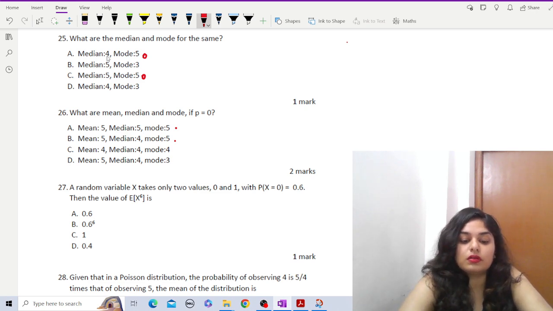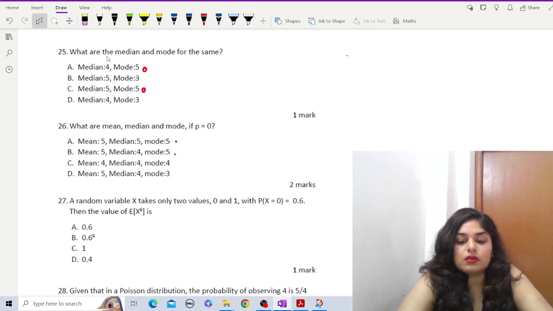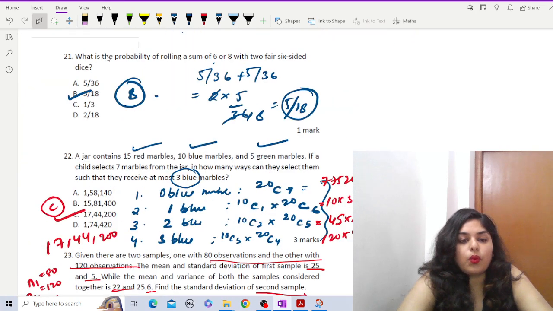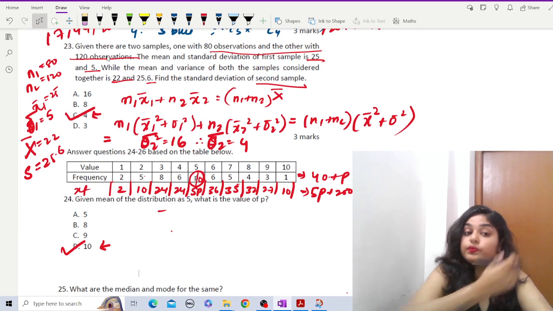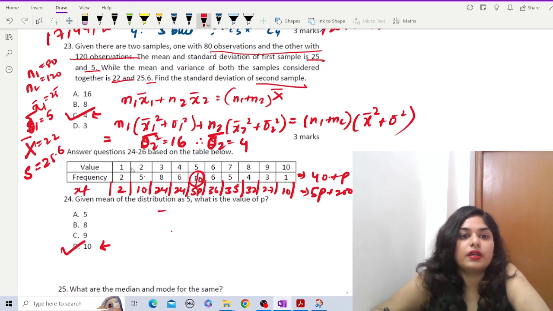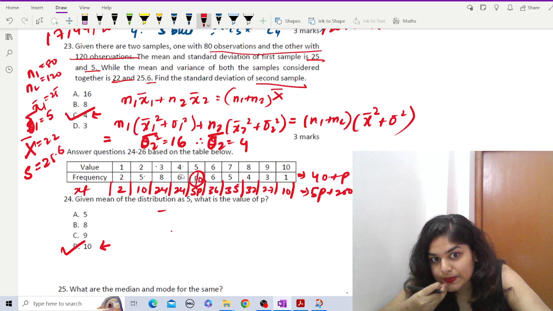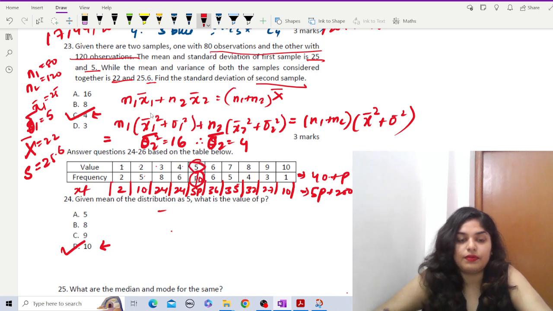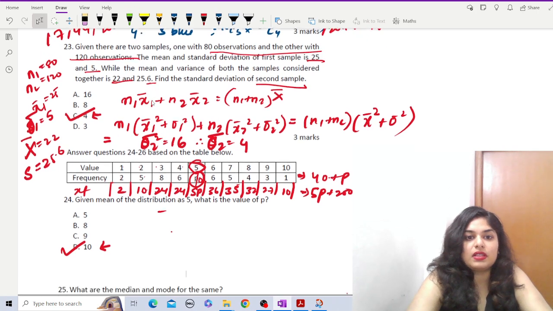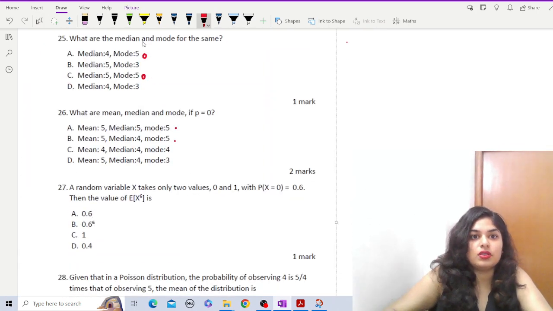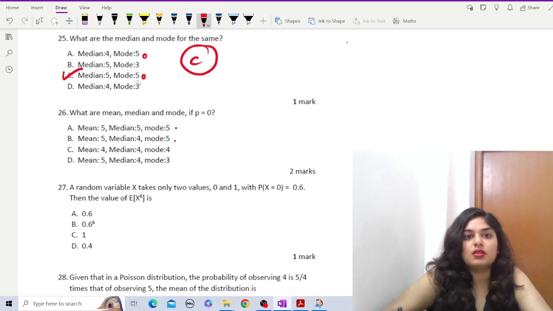For that, the values here are given as this. So this is frequency. The total frequency here is what? Total frequency is 50, right? So 50 by 2 is 25. Here we have an even number, 1, 2, 3, 4, yeah, 10, even number. So 25 and 26. The value between 25 and 26 will be the median. So that is 5. So 5 is the correct answer. Median is 5, mode is 5, which is C. The correct option is C.